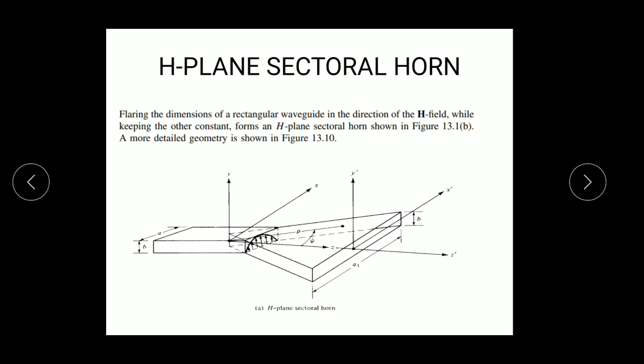H-plane. In the H-plane horn, the dimension of the rectangular waveguide is flared in the direction of the H field. The H field must be in these directions, perpendicular to the electric field. So flaring the dimension of the rectangular waveguide in the direction of the H field while keeping the other constant forms an H-plane sector horn, shown in the figure.